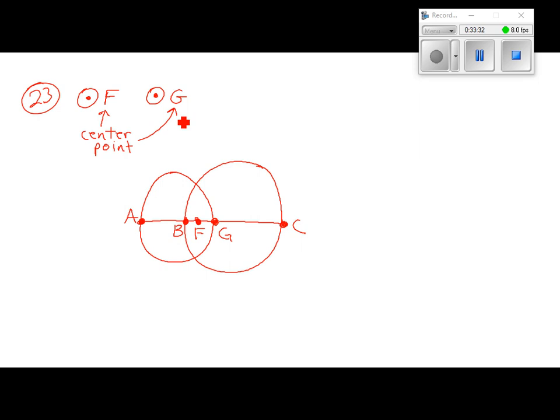This is what I would do on a problem like this. I would draw myself a segment. A is the one endpoint, C is the other endpoint. And then in here, I would put these other letters. So you got B, you got F, and you have G.